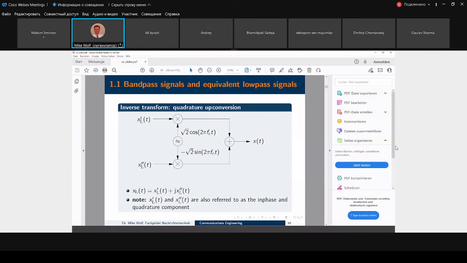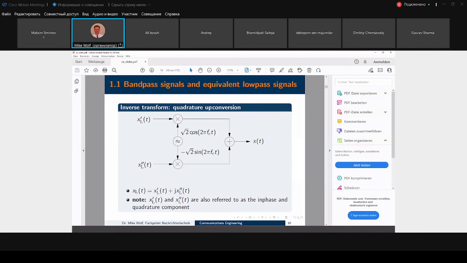We cannot simply add them. You cannot say xl prime of t plus xl2 prime. You are only allowed to do this with a j in between. So this needs to be digital versions of these, numbers. We sample this and this, take the samples, and we can put j in between, because then we have numbers. We can operate with digital signal processors, with these digital numbers, but not with analog circuits.